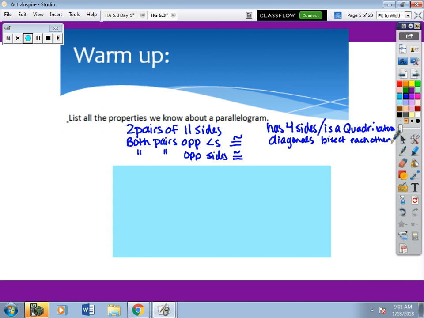What do we know about consecutive angles? What do we know about those angles? Halen? They're angles that share a side, yes, but what do we know about them in regards to the parallelogram? That is true for the definition. Kale? They're supplementary. Good. So consecutive angles would be supplementary.